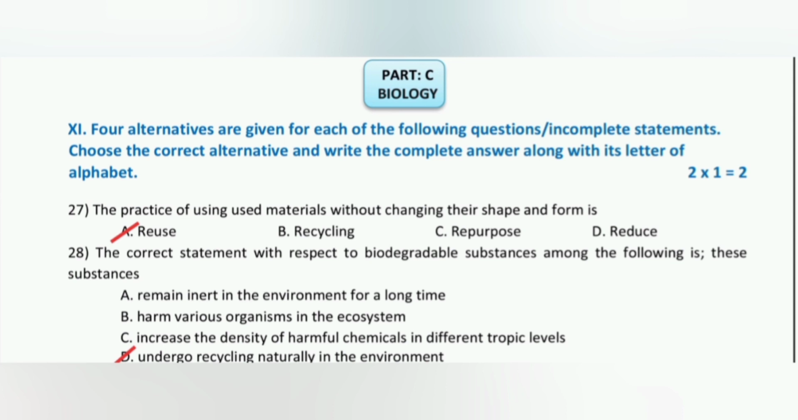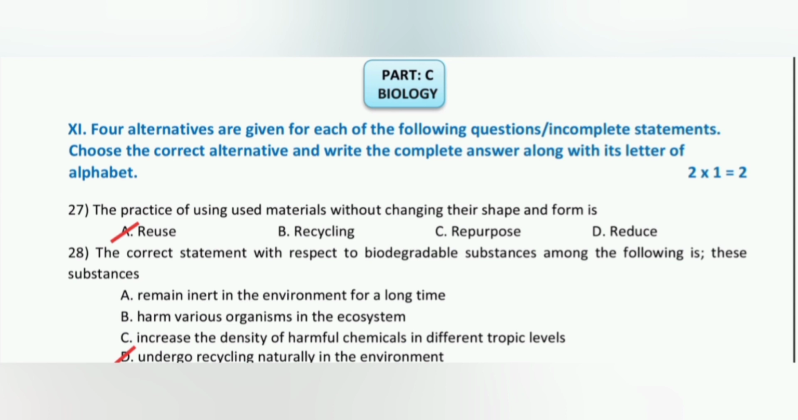Part C, biology multiple choice questions. The practice of using used materials without changing their shape and form is option A, reuse. Without changing the shape and form, we are using it again. We call that reuse. If the shape or form is changed, then we call that recycle.